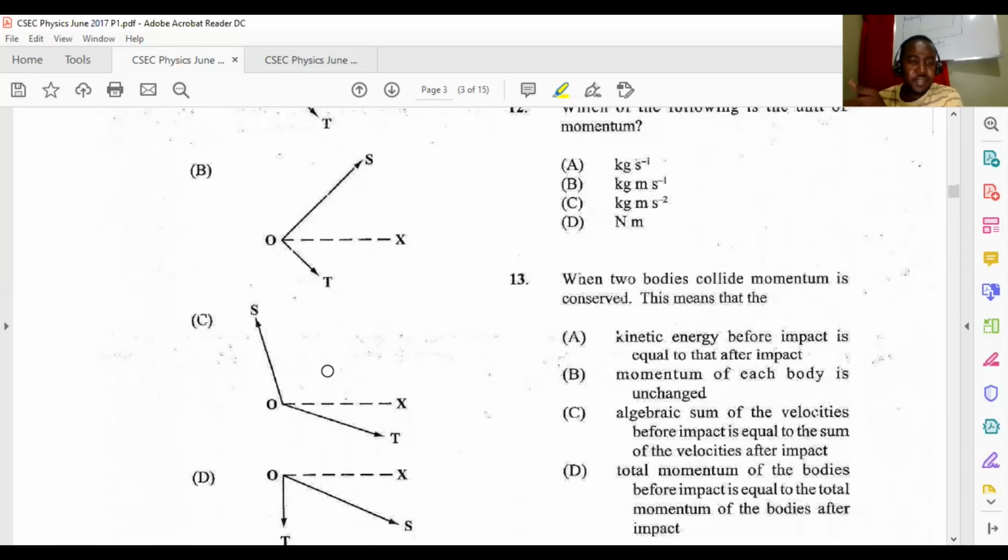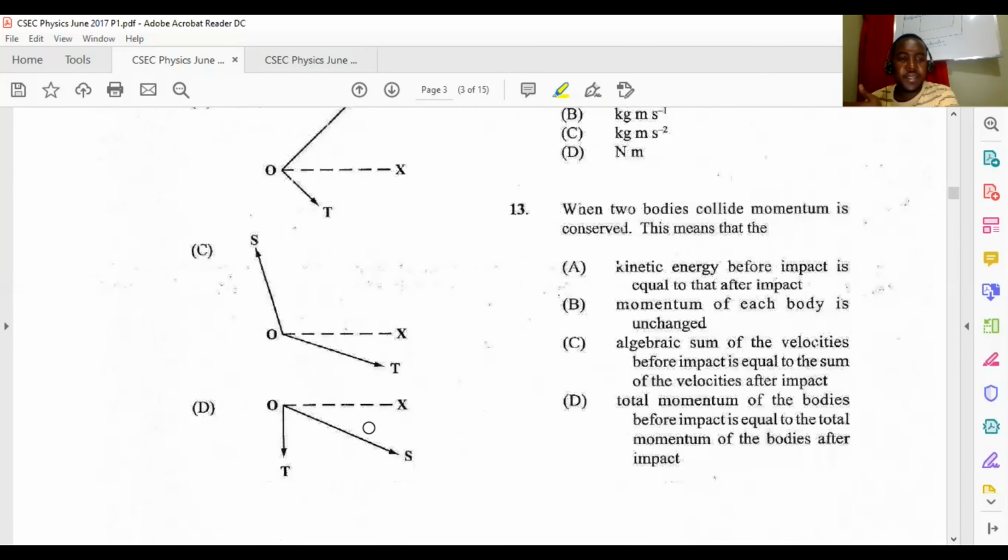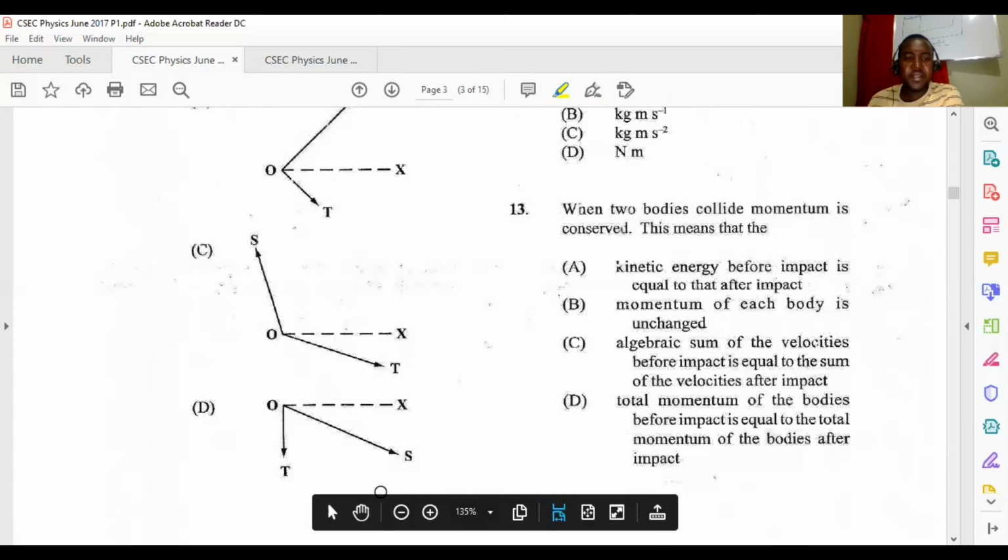And it's not C, right? Because both S and T are the same length, so that means X should be halfway between S and T. And obviously it's not D because X is not between the two vectors.